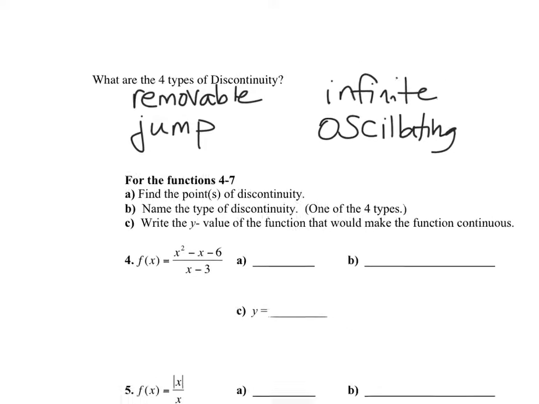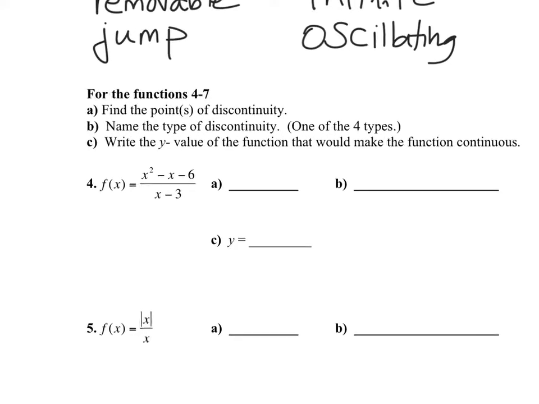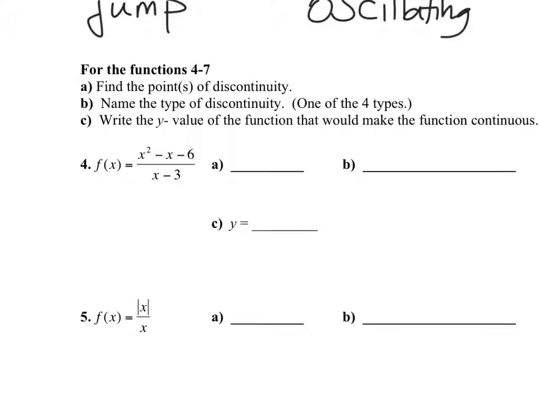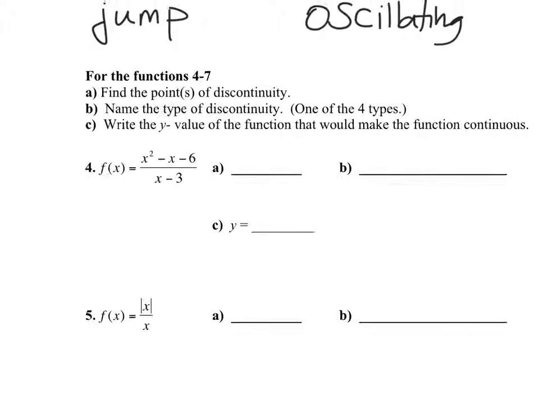You don't like that one? No. I love it. All right, for the functions, numbers 4 through 7, we're going to find the points of discontinuity. Then we're going to name the type. And then we're going to write the y value of the function that would make the function continuous. Now, that only works for removable.